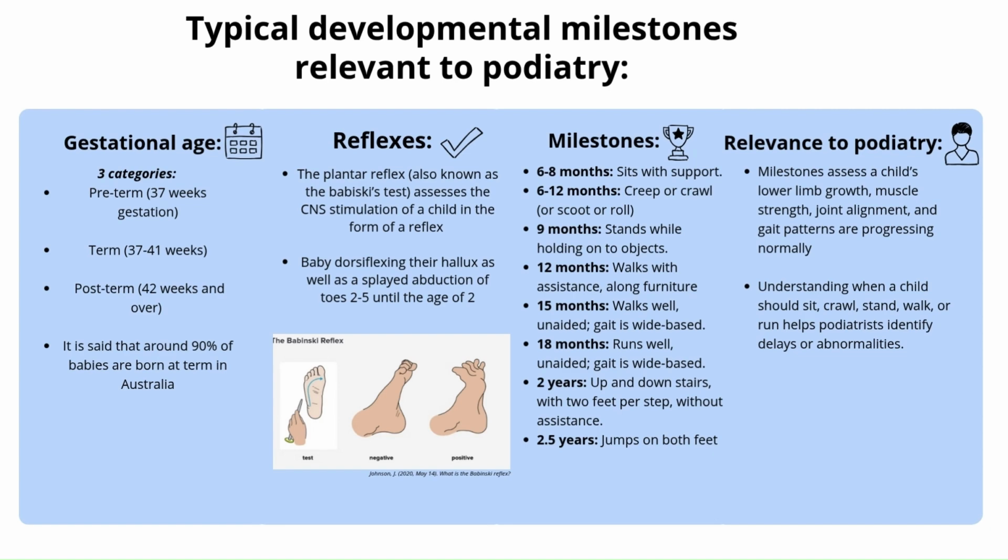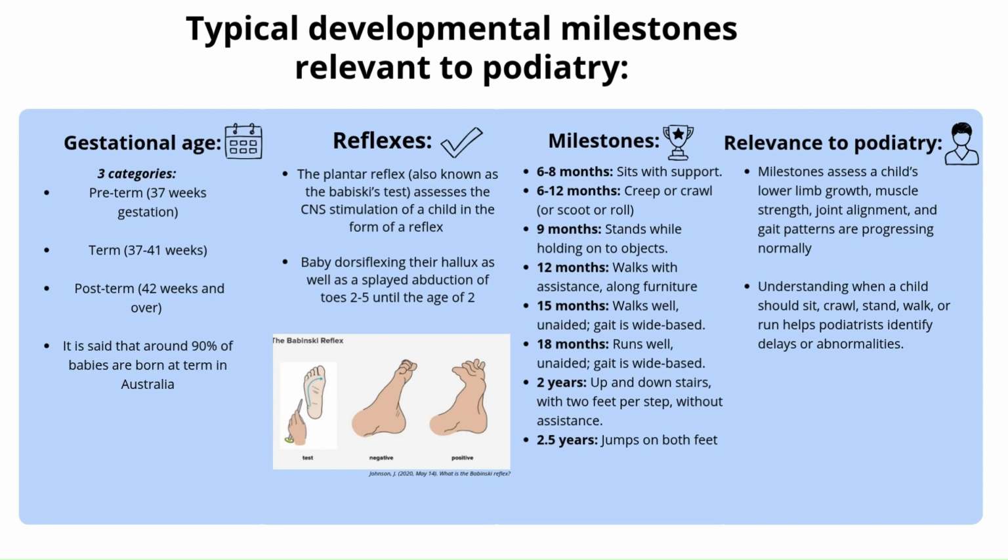At 15 months, most children walk well without support, often with a wide base gait for stability, and by 18 months, they can run unaided, still with a broad base gait. Finally, at 2.5 years, they can jump with both feet and may begin to walk on tippy toes. However, if a child is unable to jump by school age, it may indicate a developmental concern.